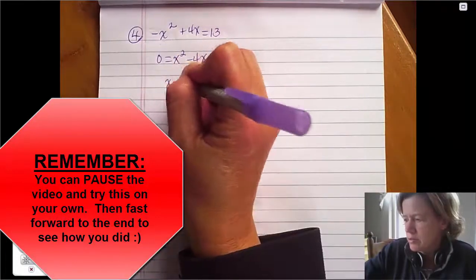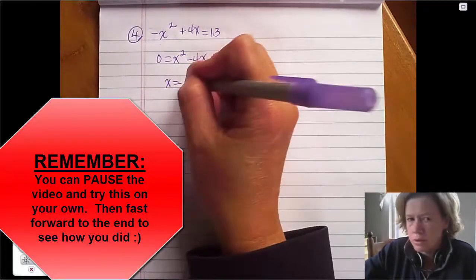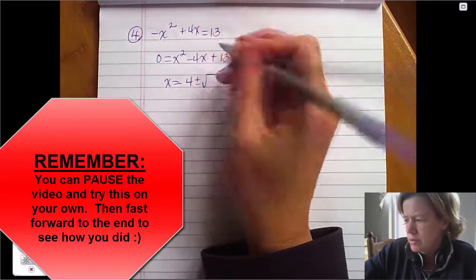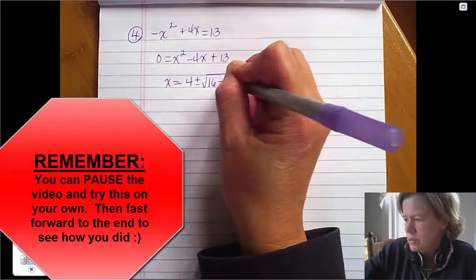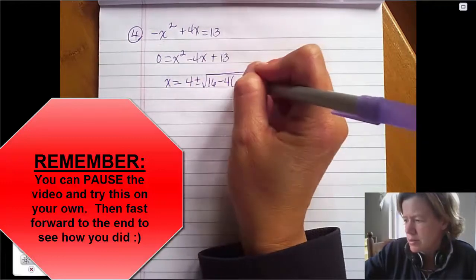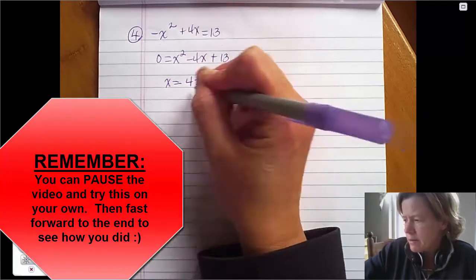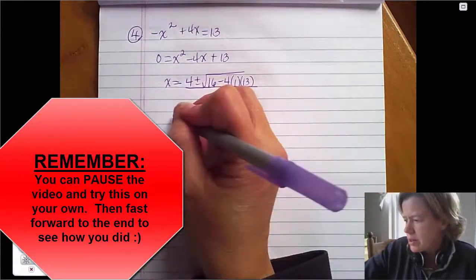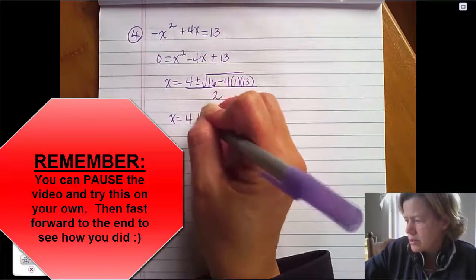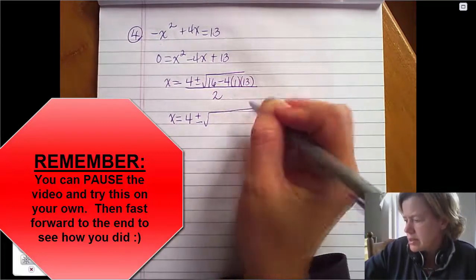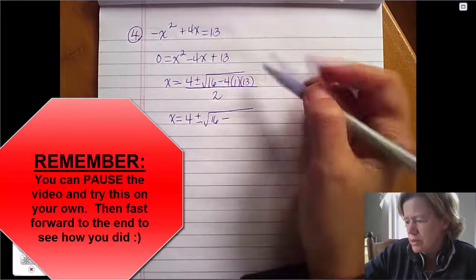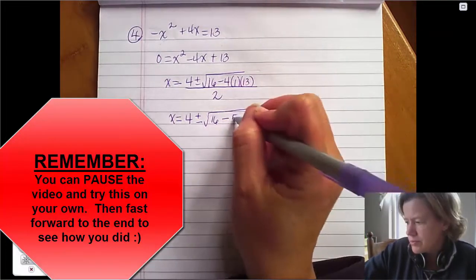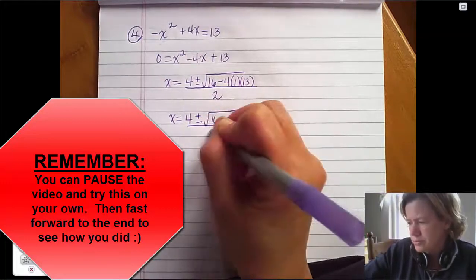X equals negative b, negative negative 4 is 4, plus or minus the square root of b squared, negative 4 squared is 16, minus 4 times a is 1, times c is 13, all over 2 times a, 2 times 1 is 2. So x equals 4 plus or minus the square root of 16 minus 4 times 1 is 4 times 13 is 52, all over 2.